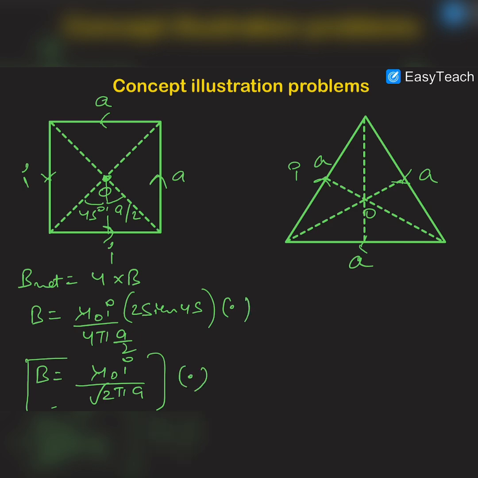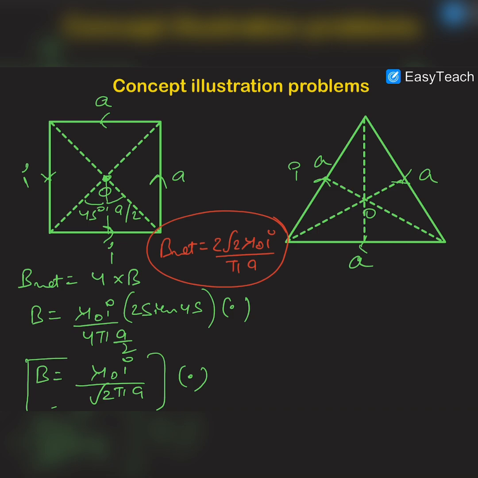Dot represents outward direction. Now this root 2 can be seen by cancelling this 2 with 4 and this 2 with 4. So there is a 1 by root 2 term due to sine 45, and therefore the net magnetic field due to this square can be written as 4 times B, and 4 times B will be 2 root 2 mu naught I by pi A. Now let us find out the magnetic field due to this triangular frame.